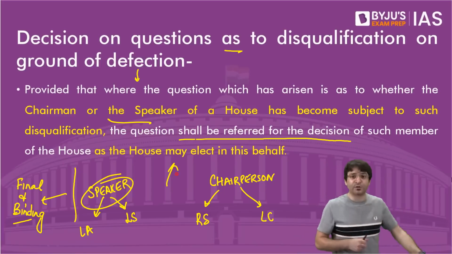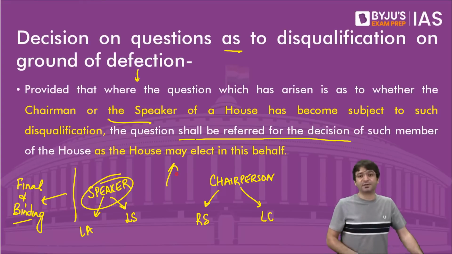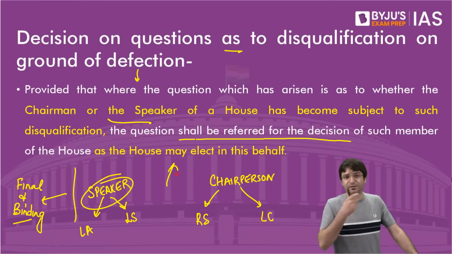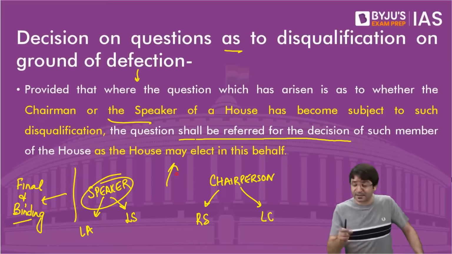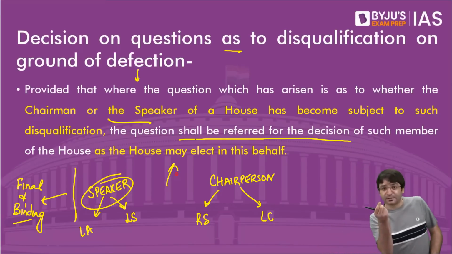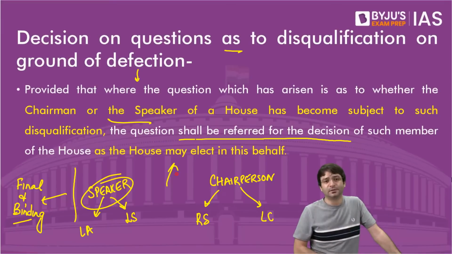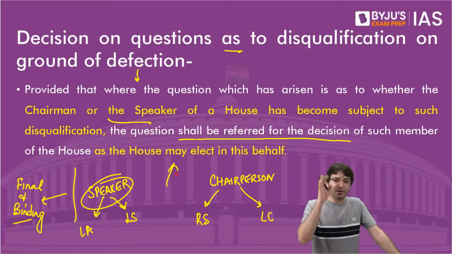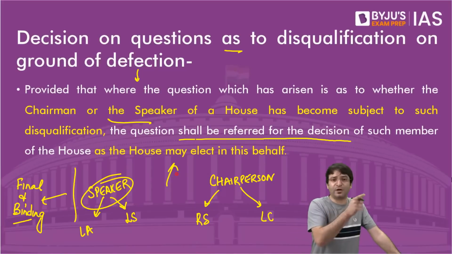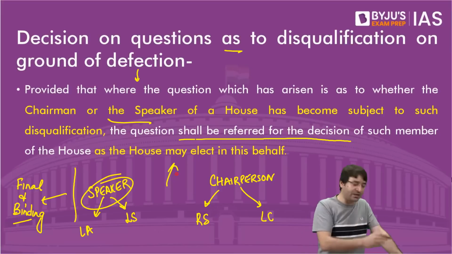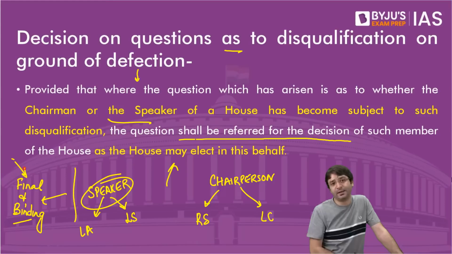If Mr. Om Birla is to be disqualified, Om Birla cannot take this decision because that would be violation of the principles of natural justice. In this case, Lok Sabha will elect one person from amongst itself. And that one person's job would be just one: you decide whether Om Birla should be disqualified or not. Otherwise, the speaker will decide. The chairman of the Rajya Sabha or the Legislative Council will decide whether disqualification under anti-defection law will happen or not. And this decision of the speaker shall be final and binding.